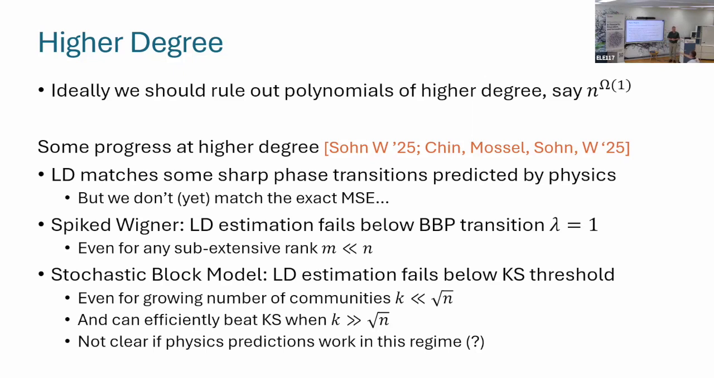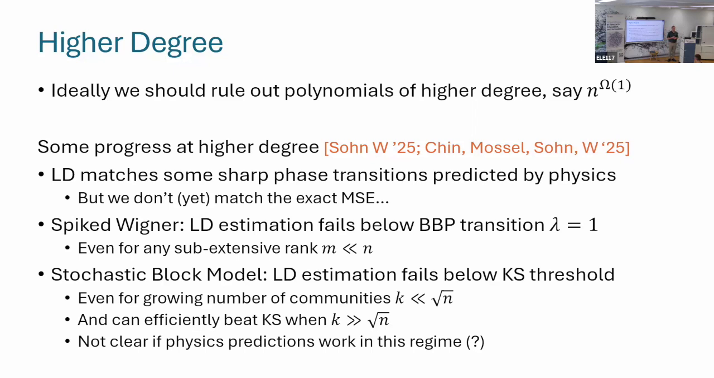Yeah. Just here, is it for detection or recovery or both? This is all about recovery. For this growing number of communities, the recovery and detection thresholds are not the same. When you have a lot of communities, it becomes very easy to do detection just by counting triangles and stuff. So everything here is really about estimation, using the low degree mean squared error as defined a few slides ago. Thanks.